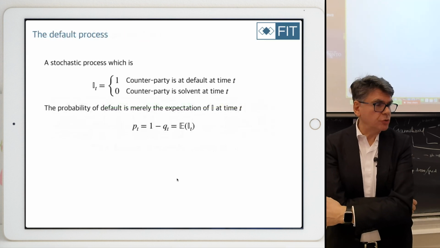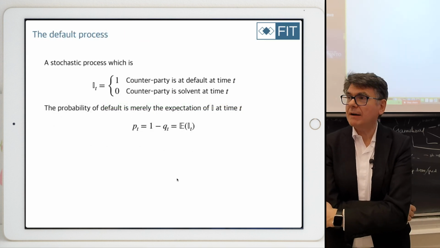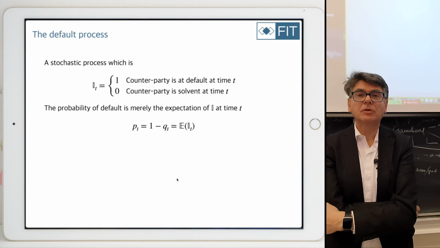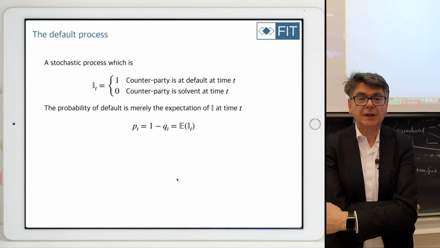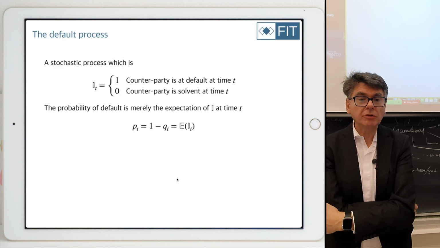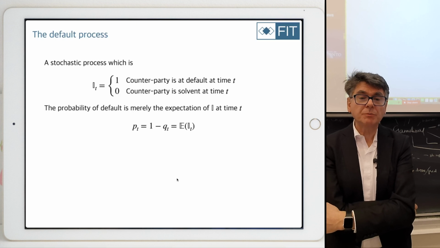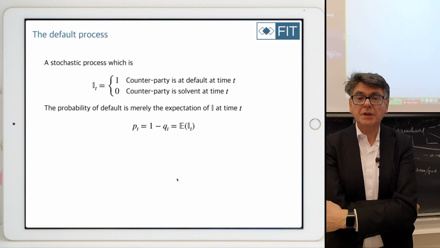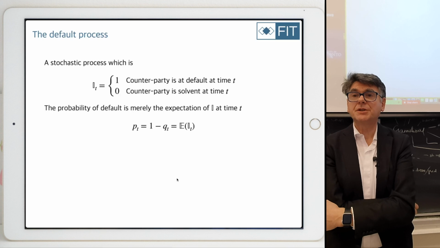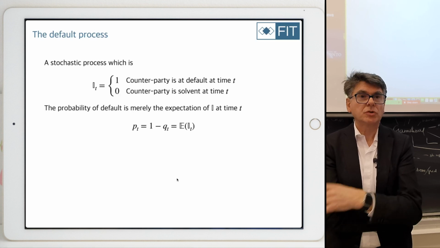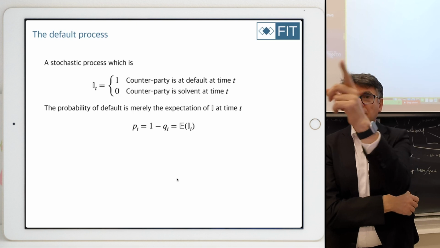So to develop models for this, I'm going to have to be a little bit pedantic. I'm going to introduce things. Mathematically, they may look very daunting, but they are very simple to understand. The first thing I'm going to do is introduce something called the stochastic default process. This is a very simple process, which is equal to 0 if you're solvent, and it jumps to 1 when you default, and then it stays 1 forever.